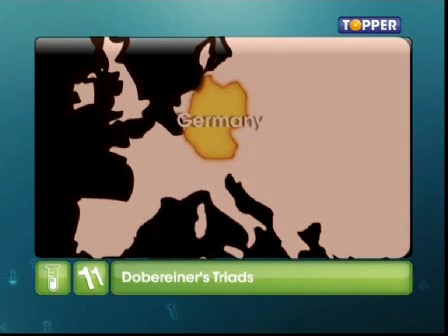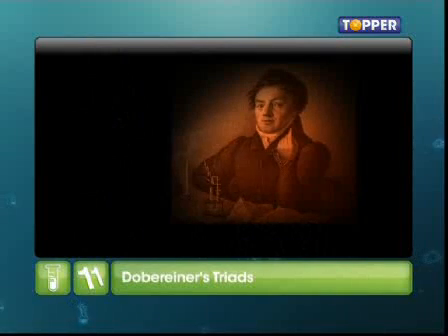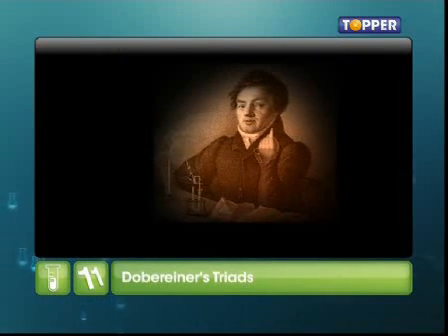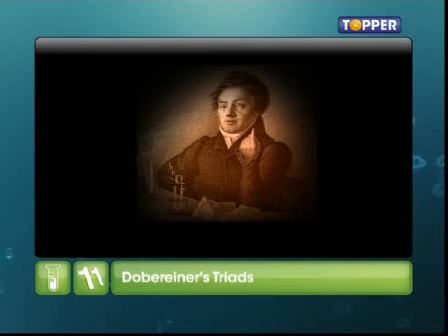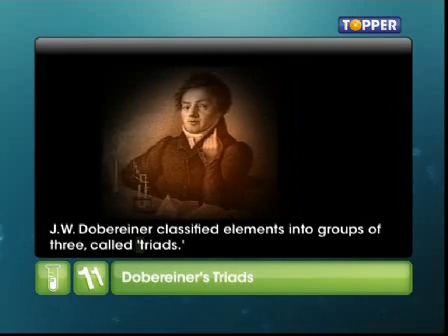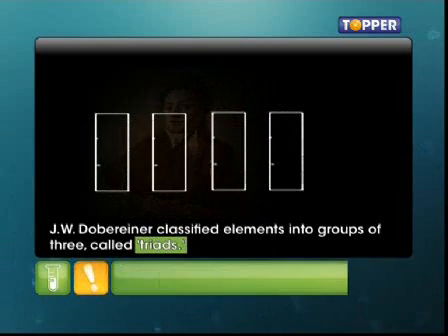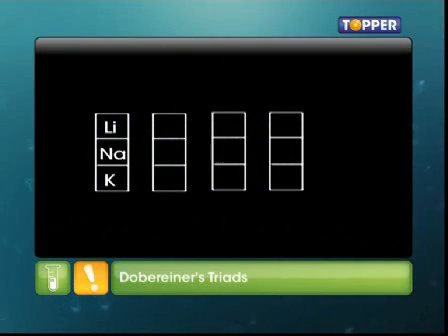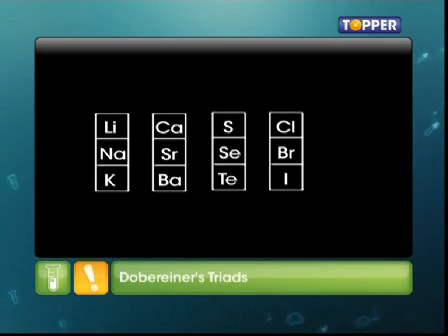1829, Germany. J.W. Dobereiner discovered trends in certain properties of selected groups of elements. He classified elements into groups of 3 called triads. The elements in a triad had similar chemical properties and orderly physical properties.